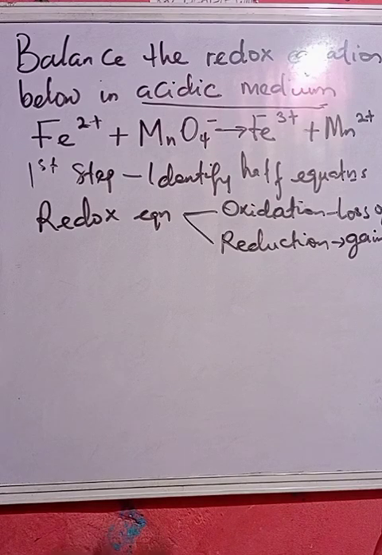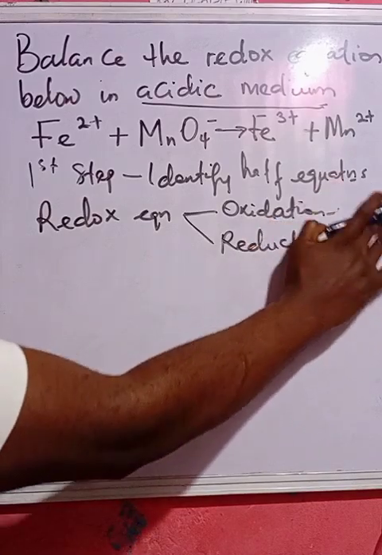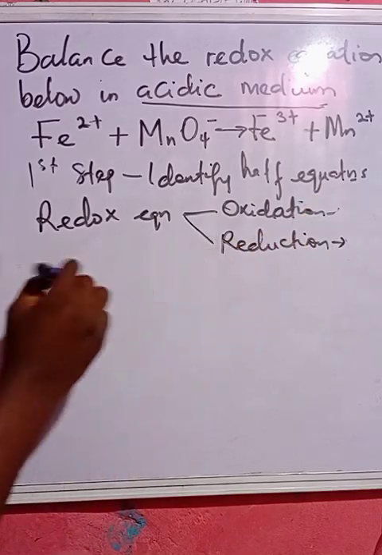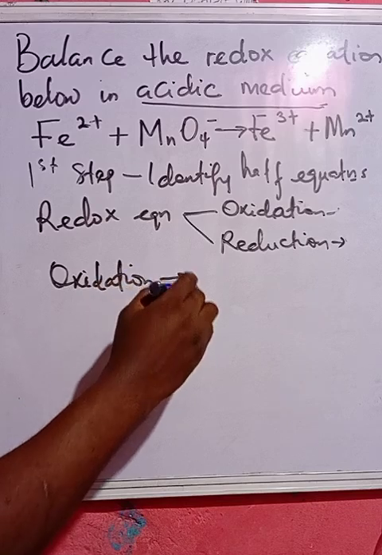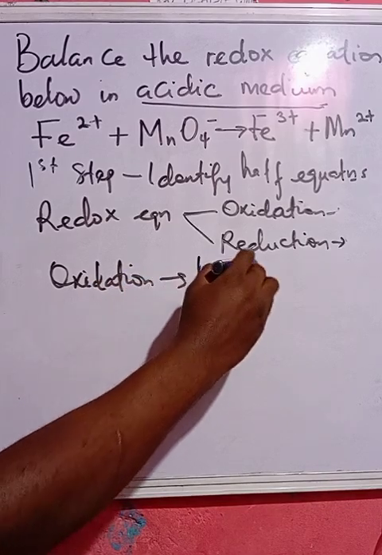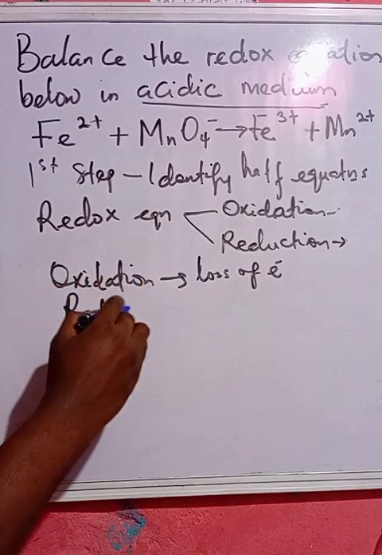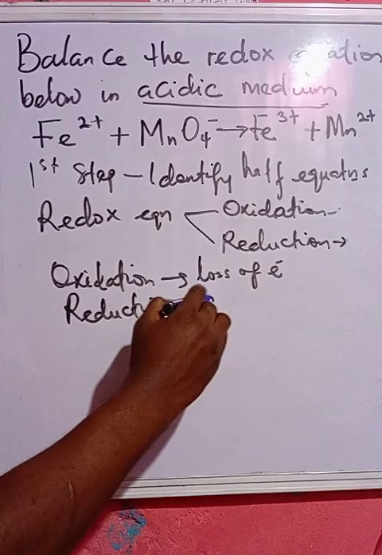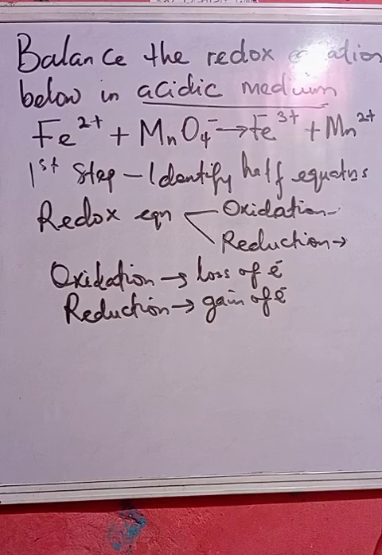Just for clarity, I'll rub this off so that you can have a complete view of what we're saying. Oxidation involves loss of electron, while reduction involves gain of electron. Excuse me. I just want us to have a clear picture of the explanations before we go. So the first step is to identify the half equations.